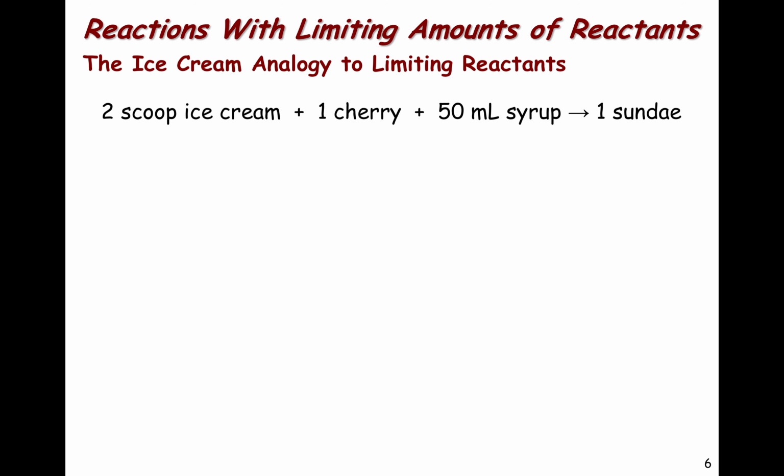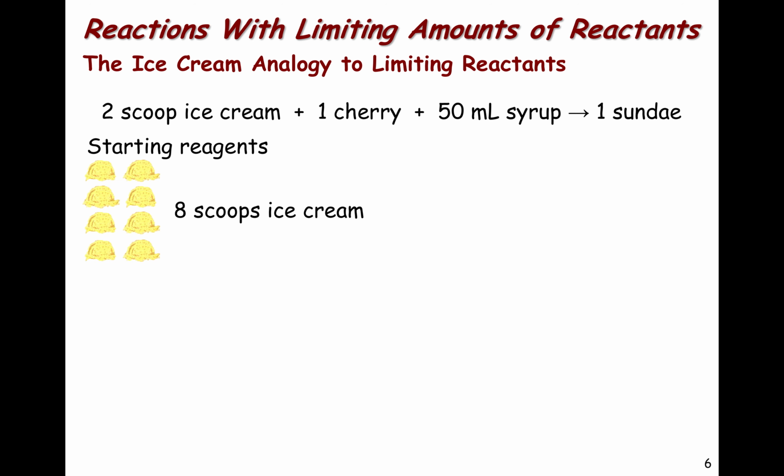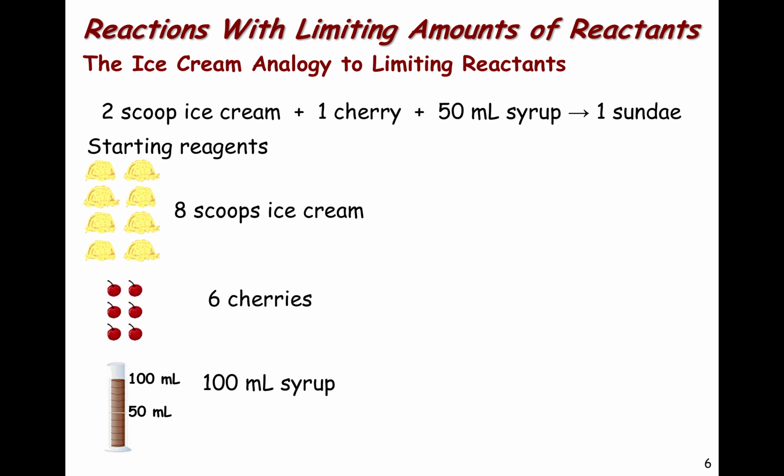So again, we have our balanced reaction for producing a single sundae, but if we need to have more sundaes than that, let's say that we start with 8 scoops of ice cream. If there was a situation where we then also had 6 cherries, in this particular case, then we can combine that with 100 milliliters of syrup. And we have to ask ourselves, how many sundaes could be produced with these amounts?